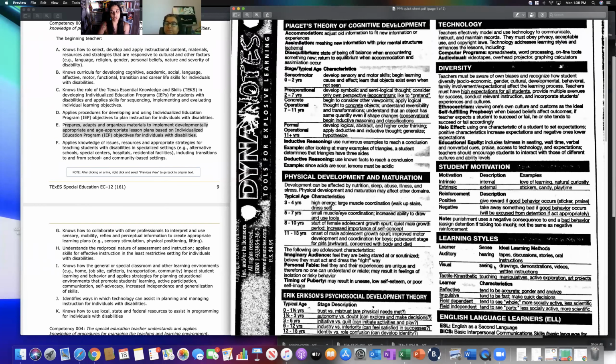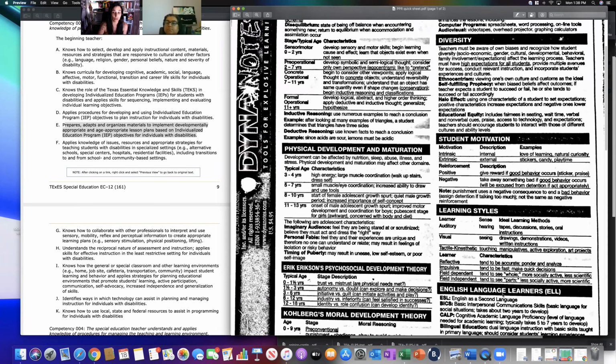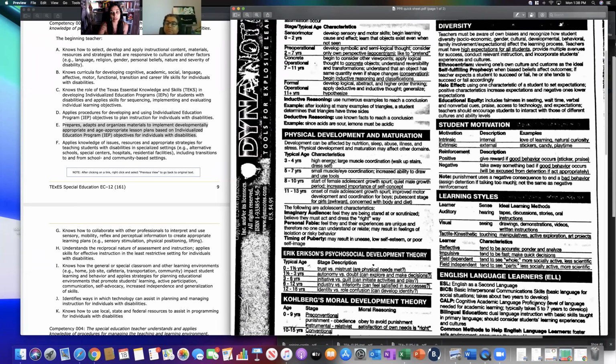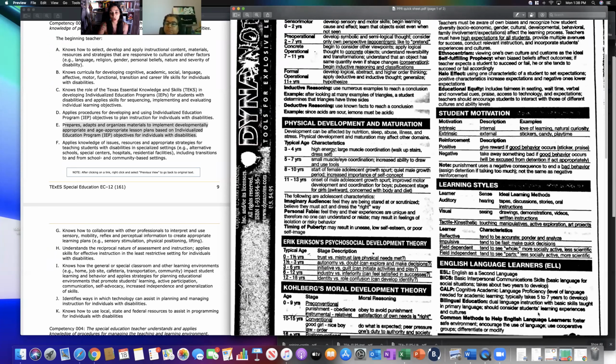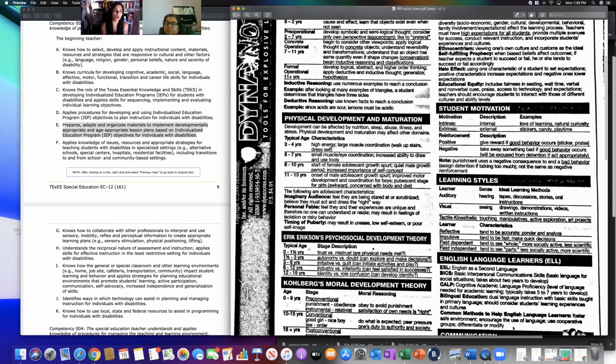Obviously, learning styles are important. It's especially important when you have IEPs and you know what works best for students to remember that you take that into consideration when you're making those adjustments. Did you see a lot of ELL questions on your practice exam or any? Yeah, there were a couple of them.